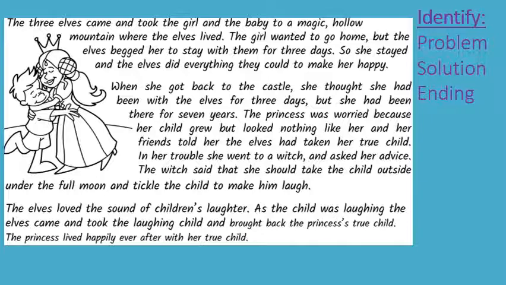The princess was worried because her child grew but looked nothing like her, and her friends told her the elves had taken her true child. In her trouble, she went to a witch and asked her advice. The witch said that she should take the child outside under the full moon and tickle the child to make him laugh. The elves loved the sound of children's laughter. As the child was laughing, the elves came and took the laughing child and brought back the princess's true child. The princess lived happily ever after with her true child.